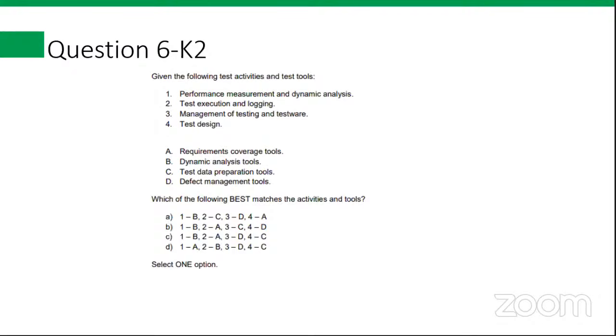So this is our final question for the day. That is question 6. This is from the tools part. That is, you have a match the following type of question. Given the following test activities and test tools, you need to match 1 to 4 with A to D. So this is basically a question based upon the definition. This is more of a direct question.